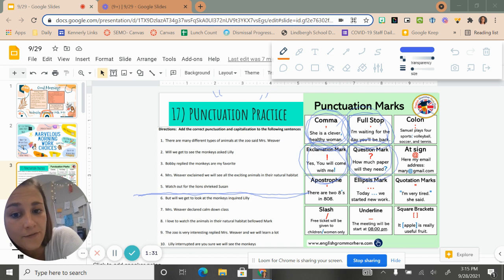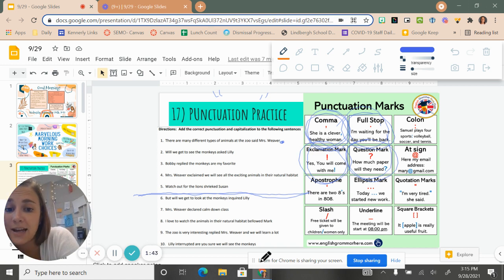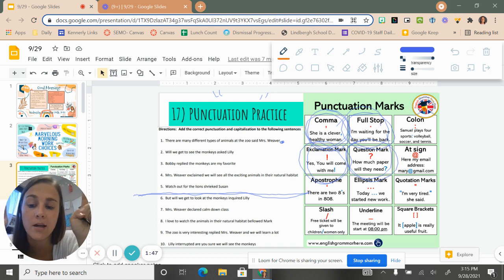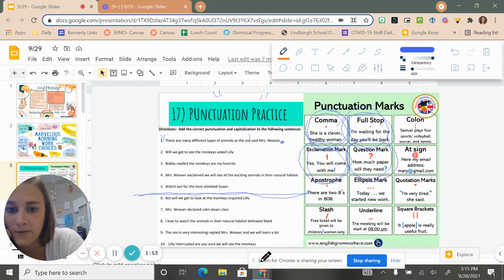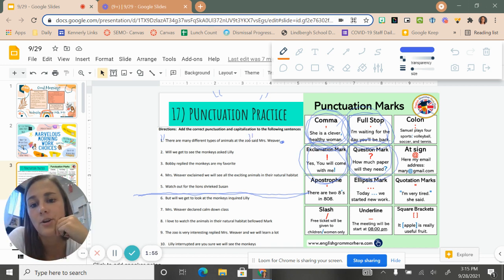"There are so many different types of animals at the zoo," said Miss Weaver. Okay, so I noticed right away that there is nothing at the end of the sentence, so we need a period there. I also noticed that there's "said," which means that's dialogue, and they do not have in quotation marks what Miss Weaver actually said. So I'm going to put quotation marks around what Miss Weaver said. So, "There are so many different types of animals at the zoo."